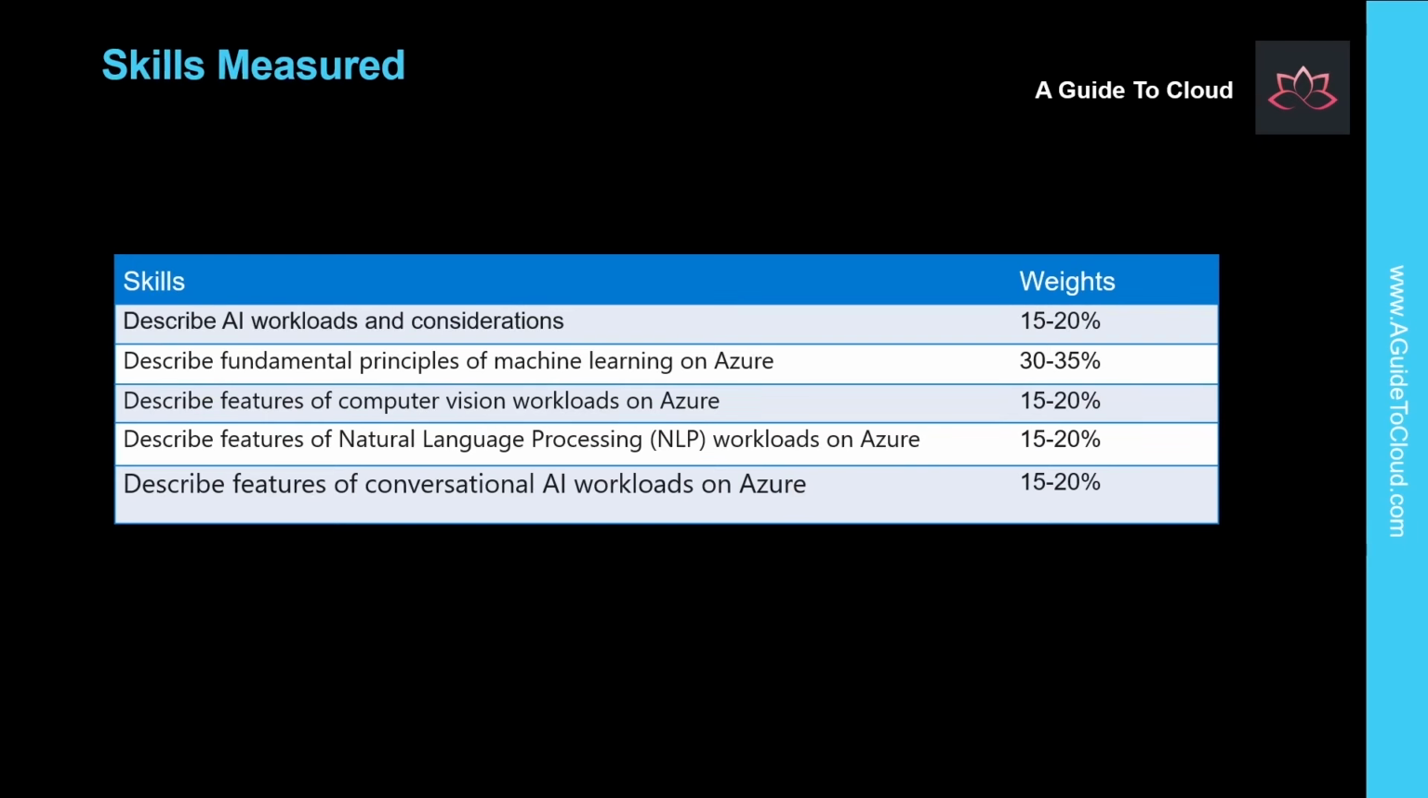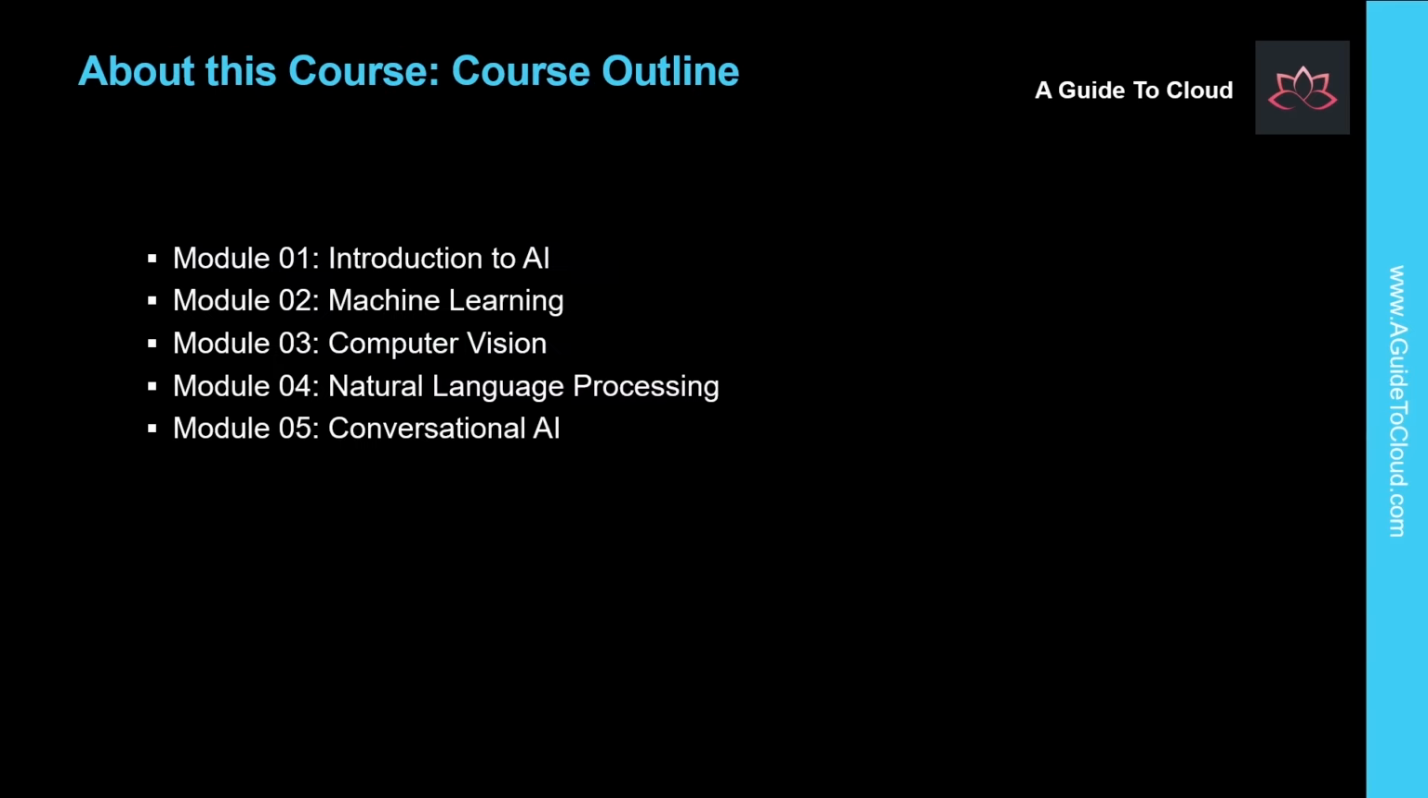Let's have a look at the skills you are going to be measured on in this particular exam. This course is designed for anyone who wants to learn about artificial intelligence and services in Microsoft Azure. So we have 5 modules with different weightages. The higher the weightage, the more questions you can expect out of these modules. I have prepared this certification course and divided it into 5 different modules.